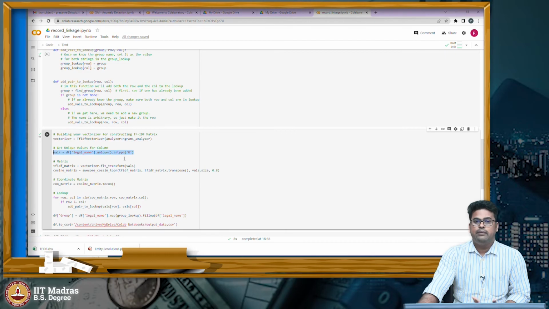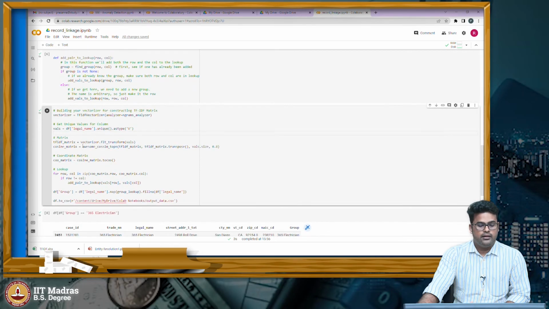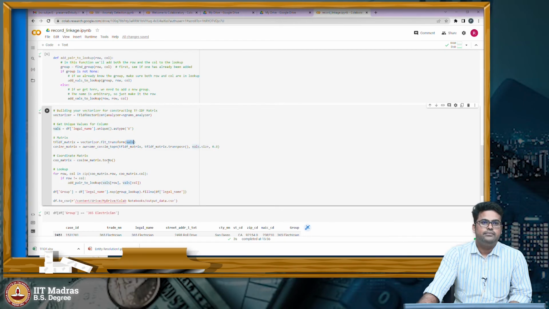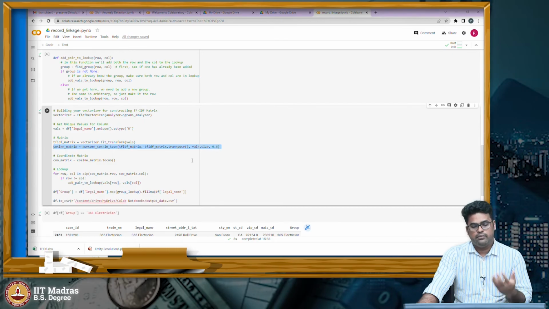Next thing is we are picking up the legal name column which we are interested in, and we are picking up the unique values. And then let's build our TF-IDF matrix which was shown earlier in our Excel file. We are basically fitting the vectorizer which was pulled, and we are passing our values which is our legal name. Next comes building the cosine similarity matrix across all the values.